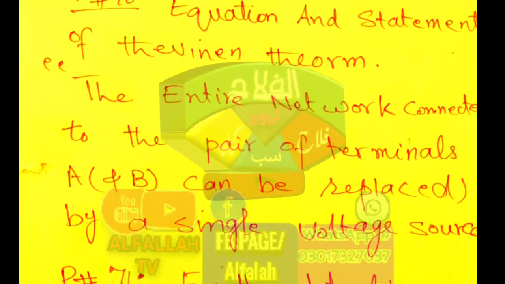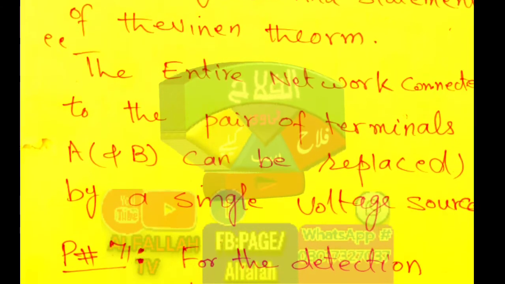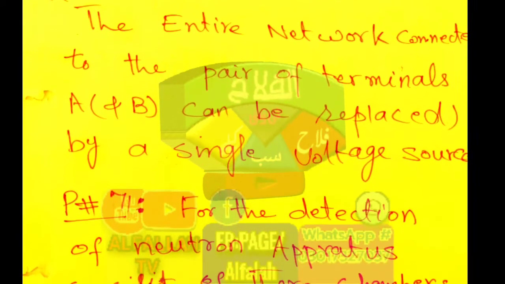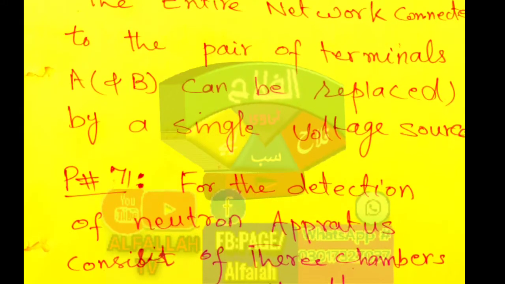And the equation and statement of Thevenin's theorem is: the entire network connected to the pair of terminals A and B can be replaced by a single voltage source.